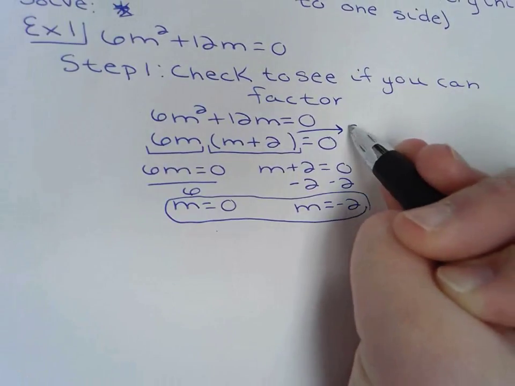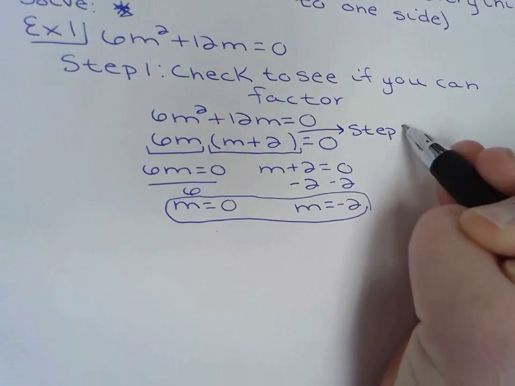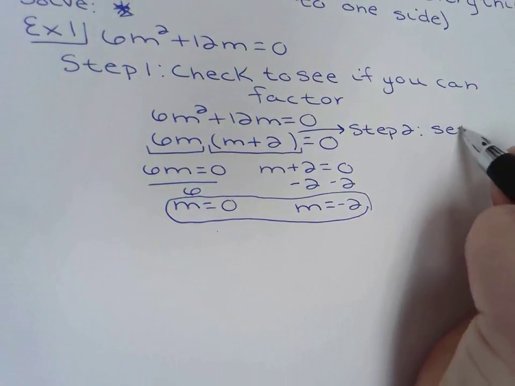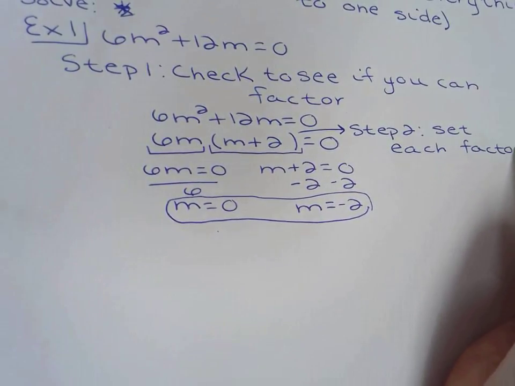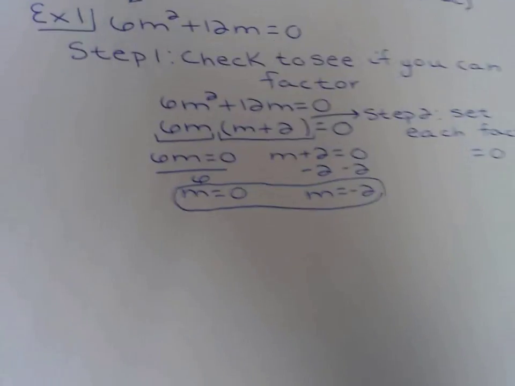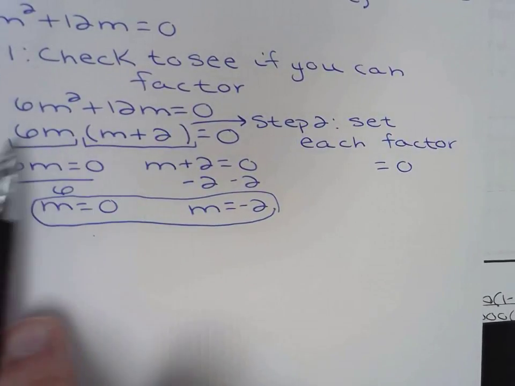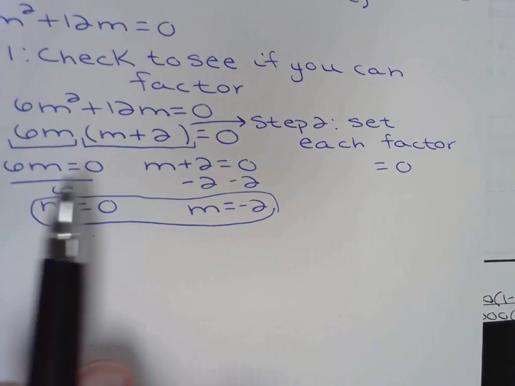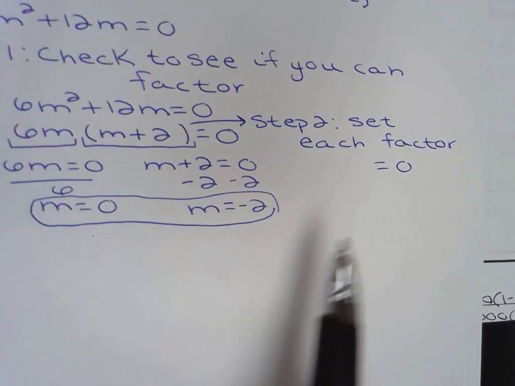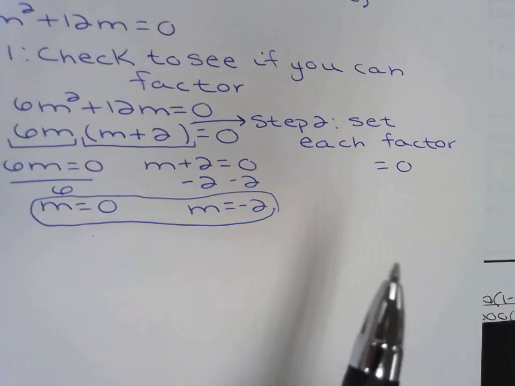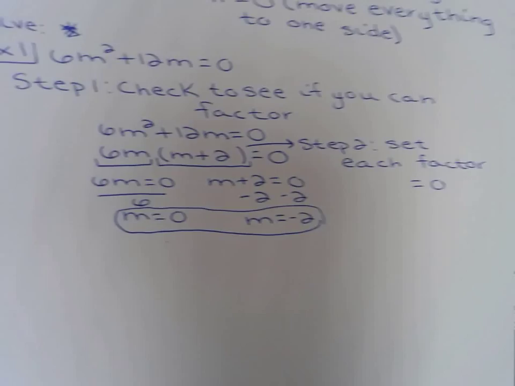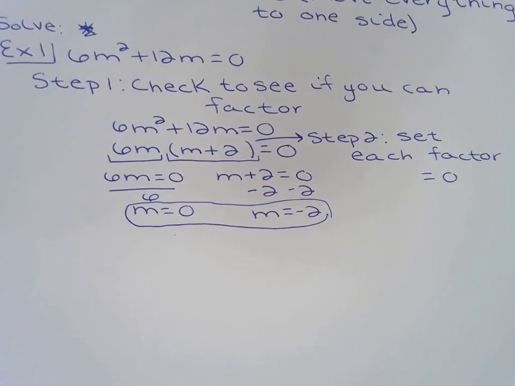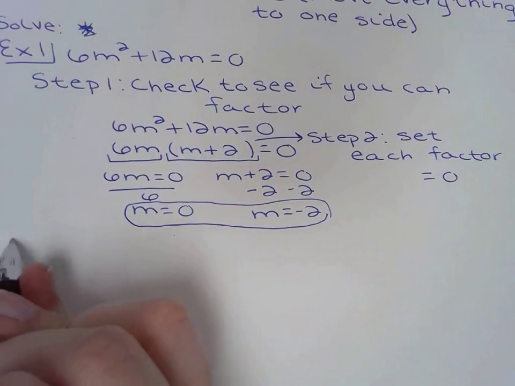Okay, and that would actually be, here, let me write this here. This is step 2. I forgot to write it. Step 2 is that each factor equal to 0. And when I refer to factors, they are things that are being multiplied. So we set 6m equal to 0 and m plus 2 equal to 0. So step 2 is you set each factor equal to 0, and then you just solve the equations. Okay, any questions on that? No. Okay, let's look at a couple more examples.